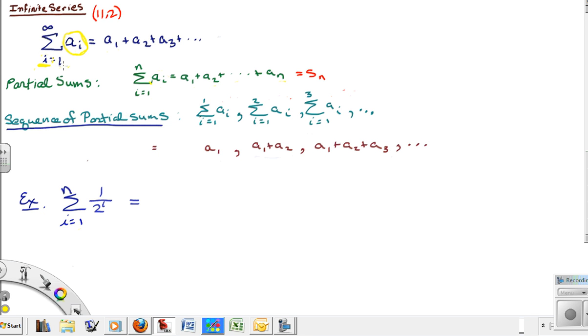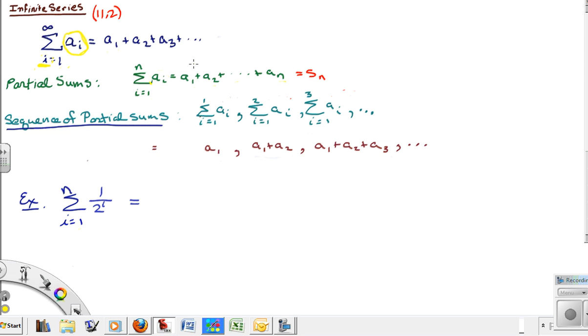So if i equals 1, I get a1, which is some number. If i equals 2, I get a2. And if i equals 3, I get a3. And this sigma, that's what that symbol is, the capital Greek letter sigma, means you're summing all of those.